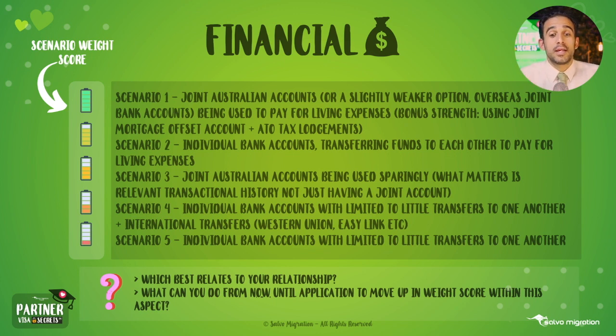Scenario 2, individual bank accounts. So you don't have joint bank accounts, but you're transferring funds to each other to pay for living expenses. Okay. So you're still pooling your finances, you're still sharing expenses, but it's not as neat or as clean as a joint account. You're having to prove it using your individual bank accounts and show your transfers and highlight those transactions and annotate those documents. So there's more work involved.